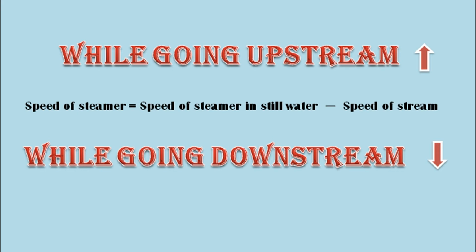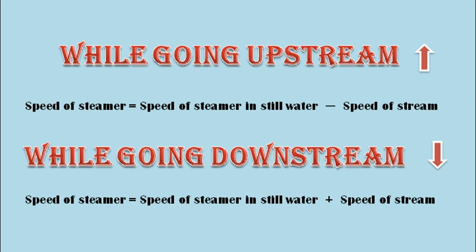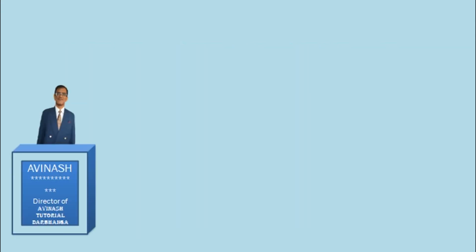Now we have understood that while going upstream, the speed of the steamer is equal to the speed of the steamer in still water minus the speed of the stream, because when we go against the water, its speed decreases. And while going downstream, that is in the direction in which the water is flowing, the speed of the steamer is equal to the speed of the steamer in still water plus the speed of the stream. Now that we have understood this, it is time to solve the question.